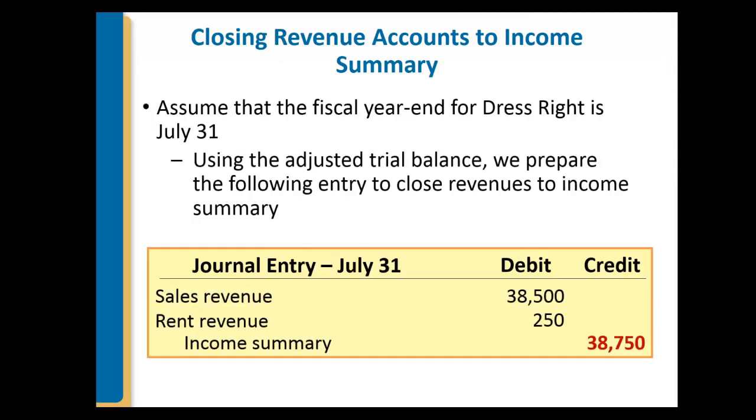The adjusted trial balance of Dress Right Clothing Corporation, shown here, is referenced to begin the closing process. So the first closing entry transfers the revenue account balances to income summary. Because revenue accounts have credit balances, they're debited to then bring them to a zero balance. After this entry is posted to the accounts, then both revenue accounts have zero balances. The journal entry shown here is recorded to close the revenue accounts out to income summary.